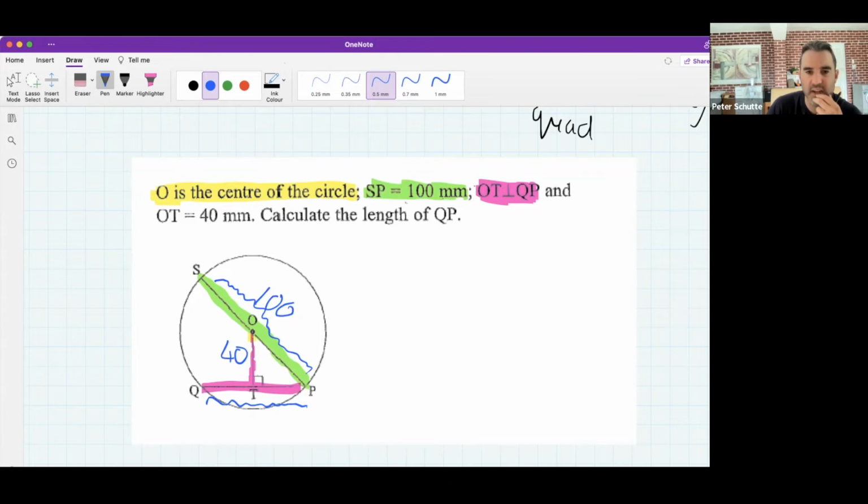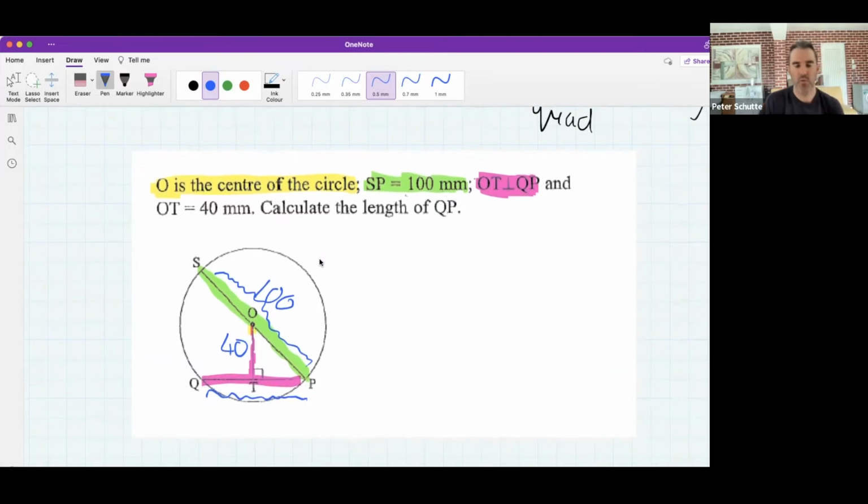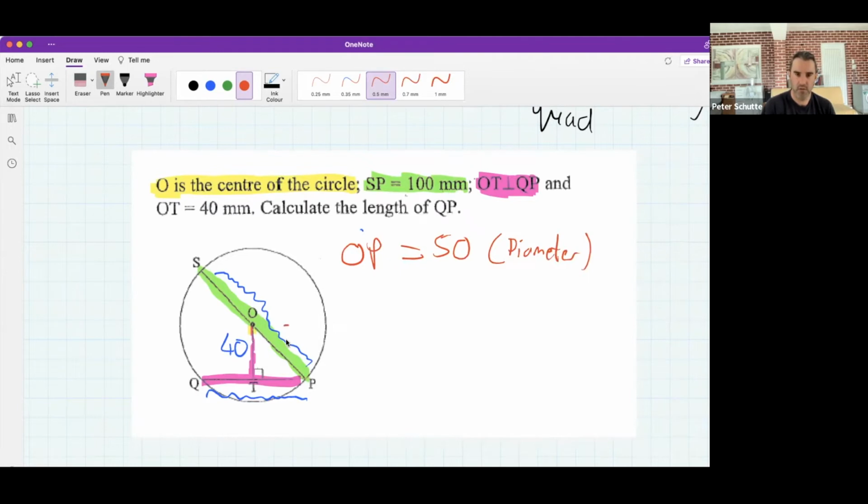Any other additional ideas? So I agree with you. Okay, so Lesejo, let's go to you. What other ideas? So we already have OT. Because SP is a diameter, if you cut it in half, it's a radius, and OP is then half of that. So OP is SP divided by 2. So that should be 50. And you use the theorem of Pythagoras to figure out what TP is, and then you multiply that by 2 to get QP. I'm totally with you.